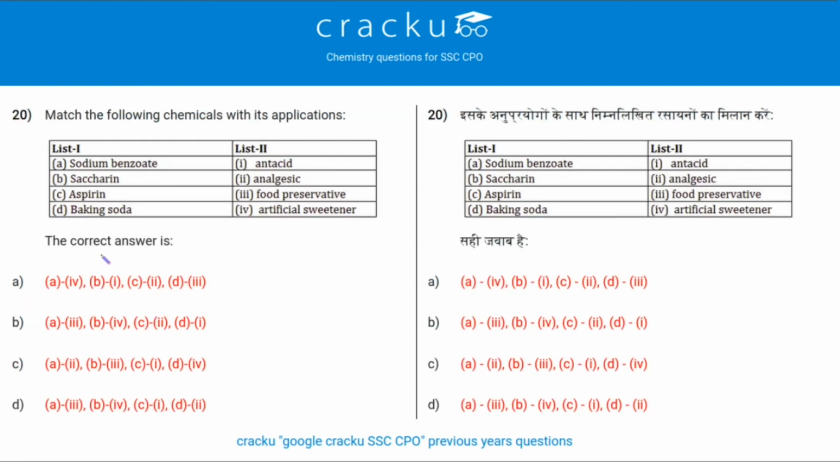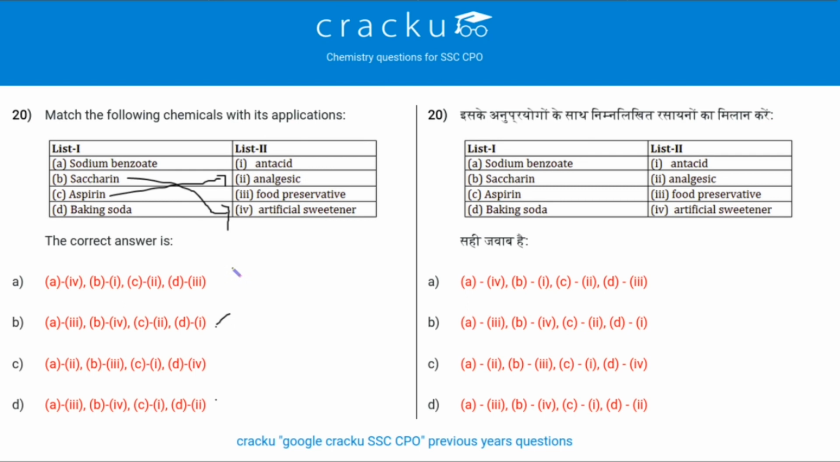Next question. Match the following chemicals with their application. Okay, let's find the one. First, we know that saccharin is an artificial sweetener. We all know this. So, B must be 4. B4 is in two options, that is option B and option D. Now, aspirin is an analgesic. An analgesic is one that gives relief from pain. So, we all know aspirin is an analgesic. So, C must be 2. C2 is only seen in option B.